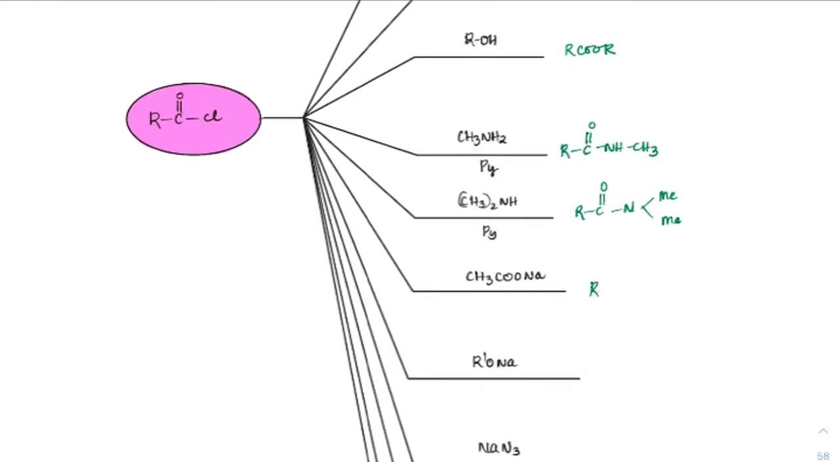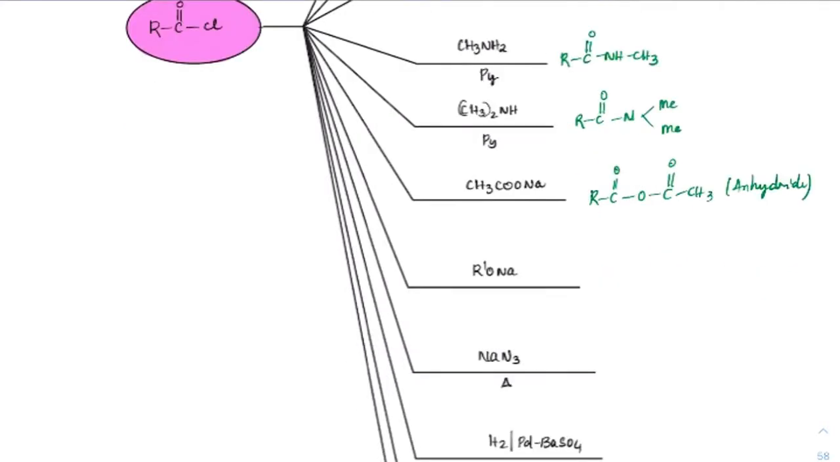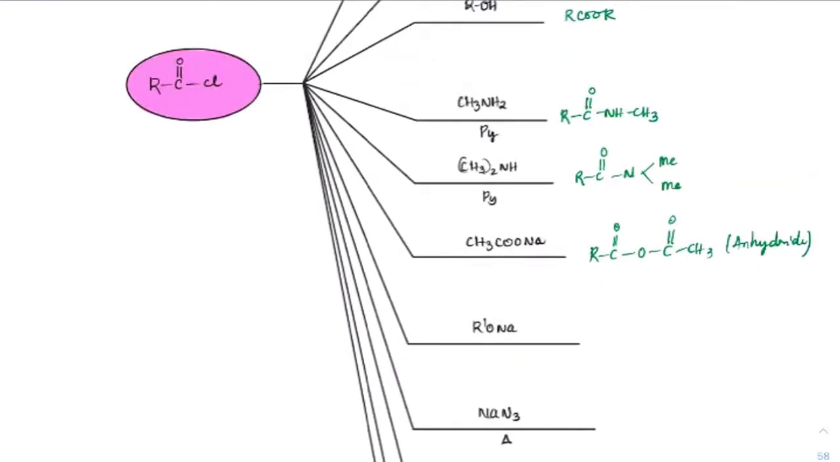Here we will get R, C double bond O, connected with O, C double bond O, CH3. So we are getting anhydride, right? R' O minus, this is also an ester formation. So R, C double bond O, O, R'. Just think the nucleophile is going, removing Cl minus. Do the same thing for all of them. These are all SN2 reactions only.